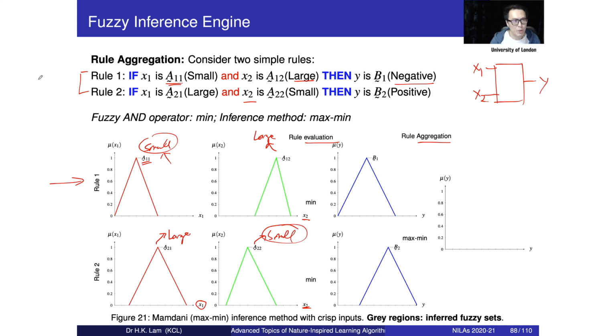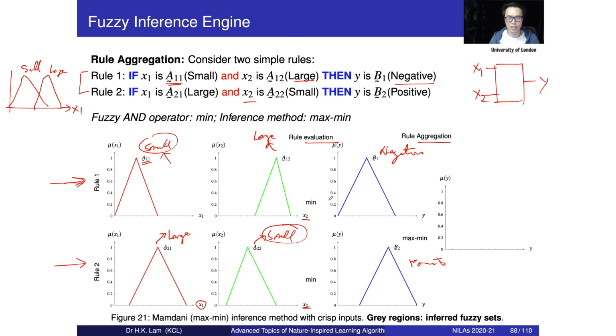In the previous example, we put all these membership functions together. For example, for x1 we have small and large. Now I simply separate these membership functions from one figure into two figures according to the rule. So this is B1, B2, or we call this negative, and then this is positive.